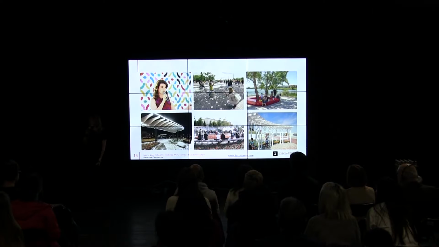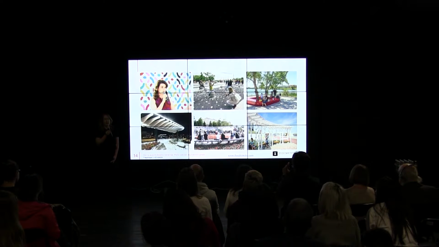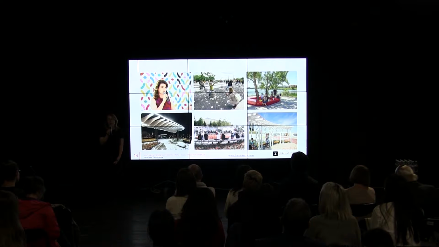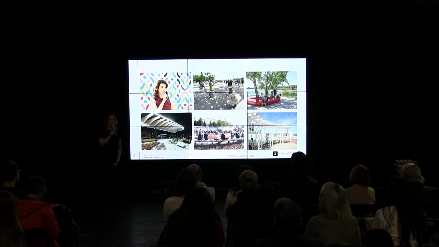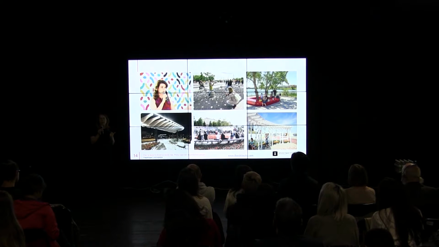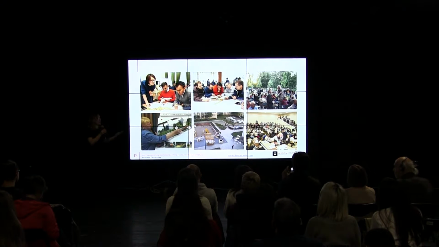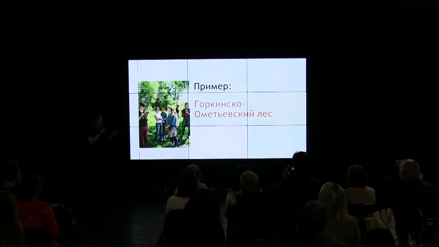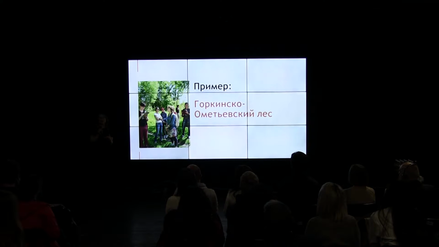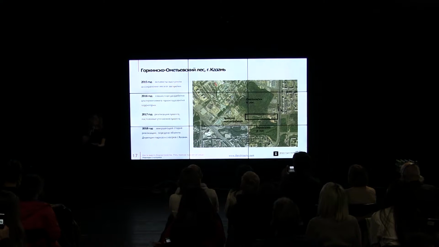Now I would like to talk about the program for social development in Tatarstan. This program was launched 3 years ago, and it has covered about 300 spaces just over 3 years. In Tatarstan there are 45 municipal districts, and every year certain improvements are made. Natalia Fishman is the head of this program, and the program was launched at the initiative of the president of Tatarstan. One of the cases that describes this approach is the Gorkinsko-Ometevsky forest in Kazan.